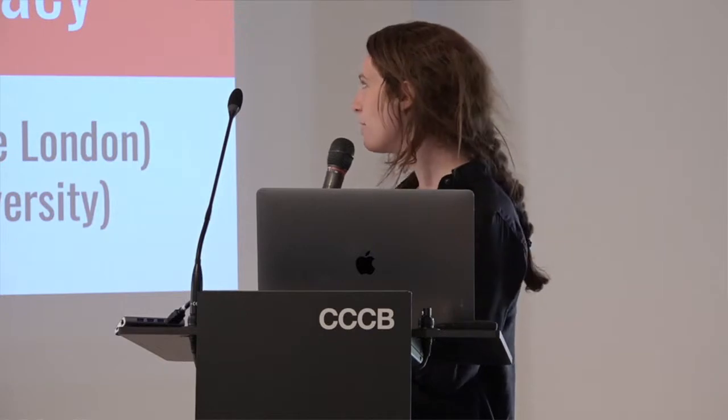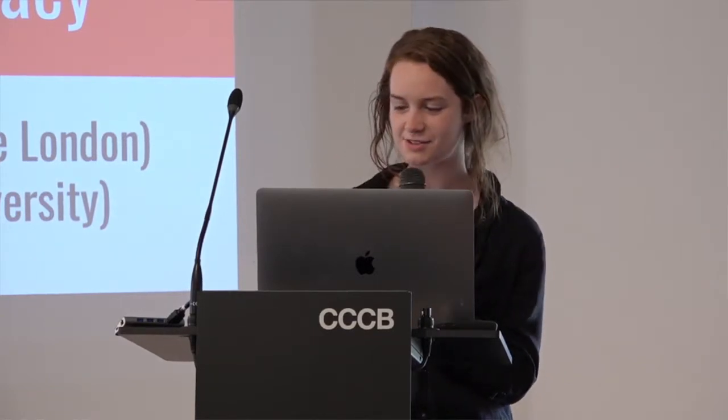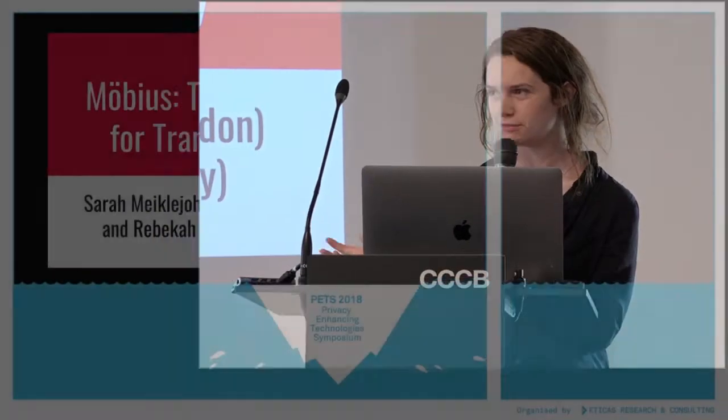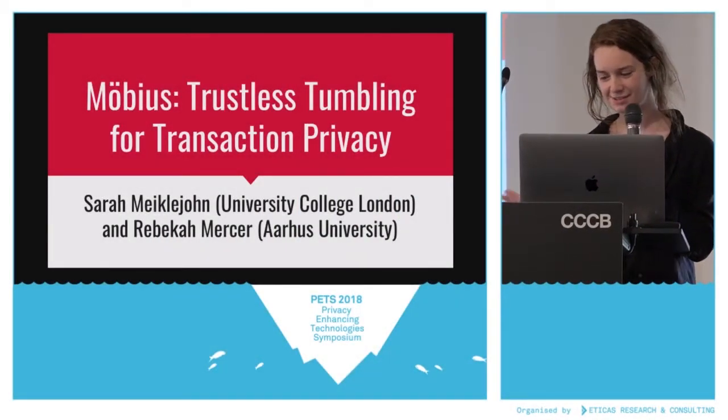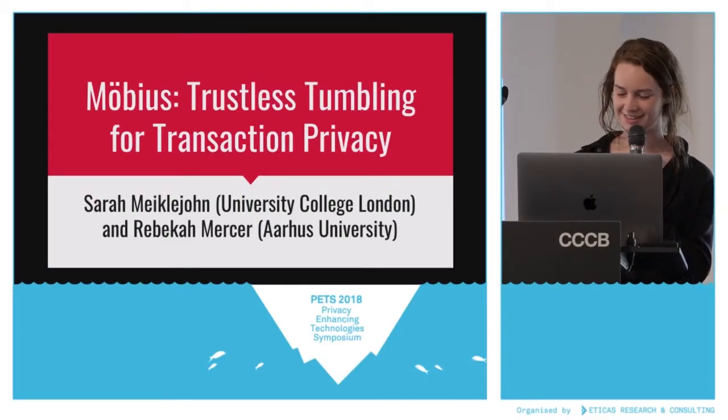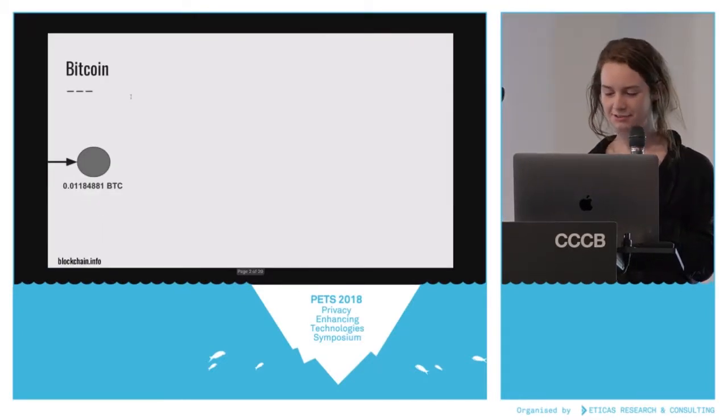So I'm presenting a solution called Möbius, which is a tumbler for Ethereum. This is introduced very nicely by the previous work, because this is a way to make tumbling and mixing more frictionless, so that these intersection attacks would have to work over a larger range.